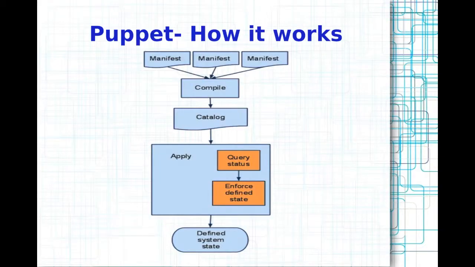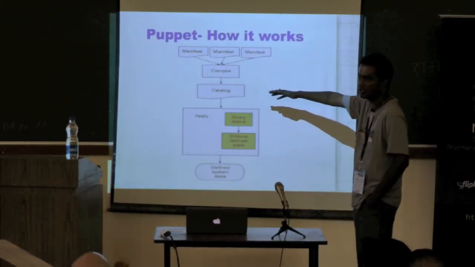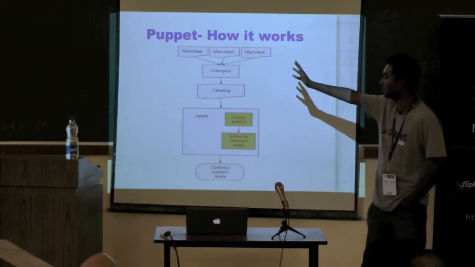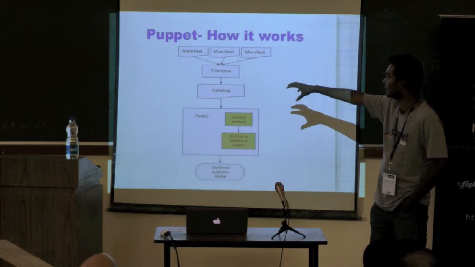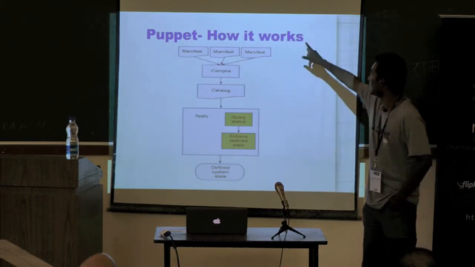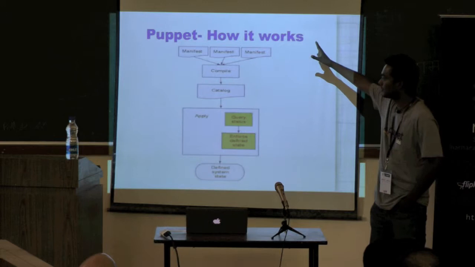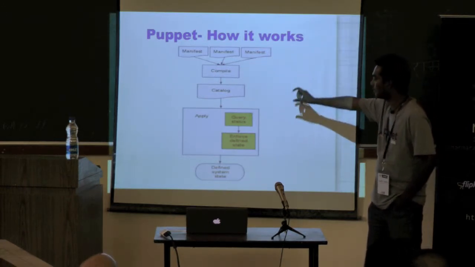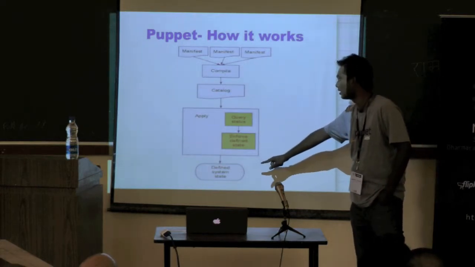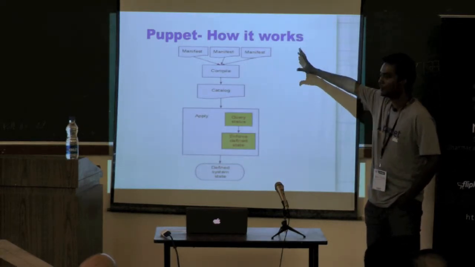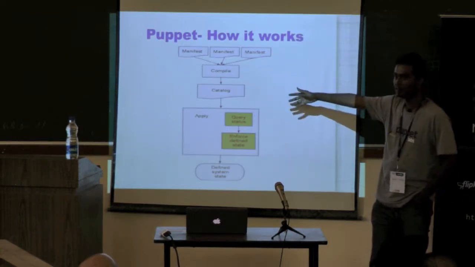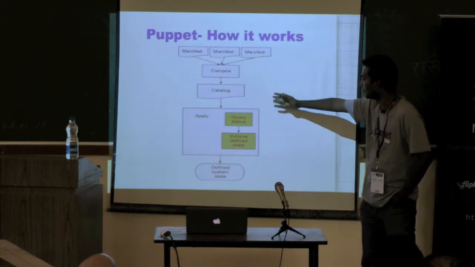This is a simple flowchart which explains the flow of Puppet. Basically, you have different manifests. They're compiled and become a catalog. It all starts with a particular system state, and the goal of applying your manifest is to take your system to another defined state. The thing is, it shouldn't get stuck anywhere in the middle, between A and B. That is the basic principle of how Puppet applies.